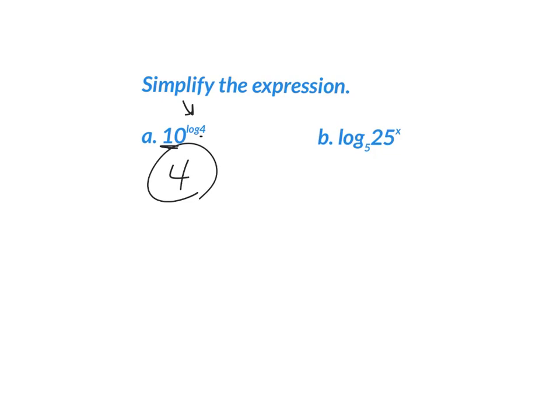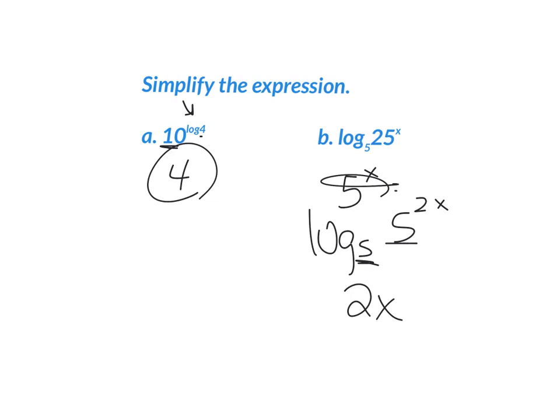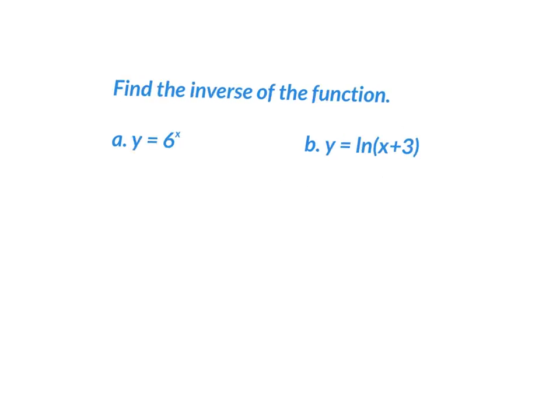The second one is saying 5 to some power. Now this one, think about this. That 25 is really 5 squared, and there's an x there. So it's really 5 to the 2x power. Again, here's our inverse property. I have the same base there, same base there. The answer is just 2x, because it's asking you, 5 to what power is 5 to the 2x power? 2x.